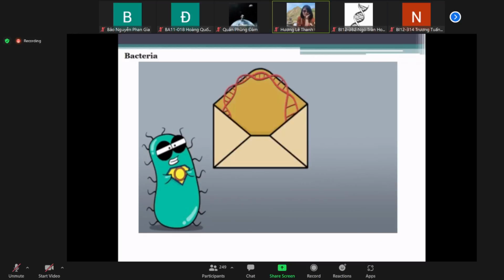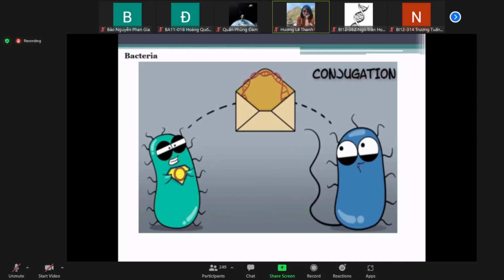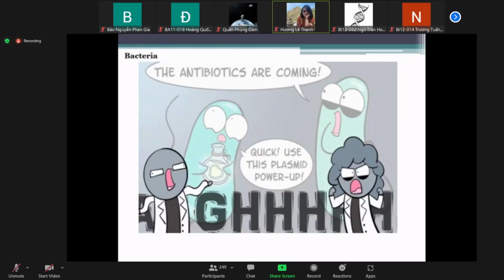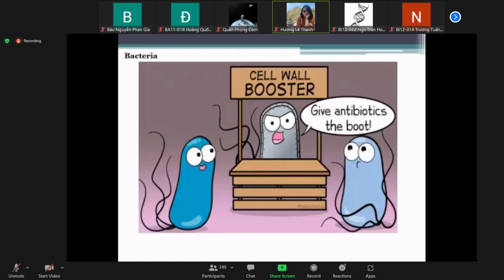Well, bacteria can share these plasmids with each other in a process known as conjugation. The pili can be used to share this genetic information with each other. If the plasmid happens to have a gene that gives some degree of resistance to an antibiotic, this may allow the bacterium that received the plasmid to survive exposure to that antibiotic, which could be very problematic.